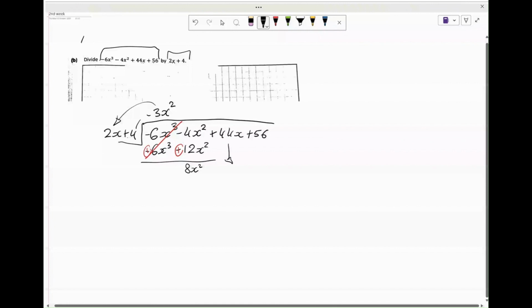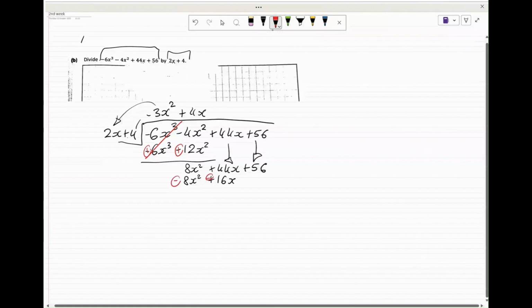So then we can bring down our next terms, 44x plus 56, and we go back to our first term, so 2x into 8x squared. 2x into 8x squared is 4x. 4x times 2x is 8x squared. 4x times 4 is 16x. Change your signs. Add your two lines together.